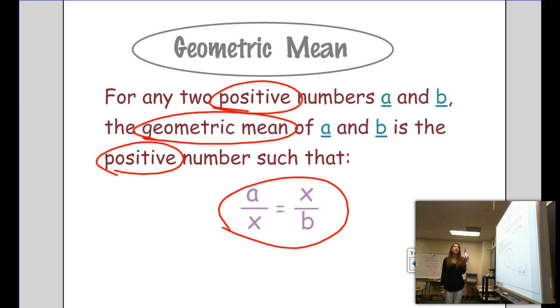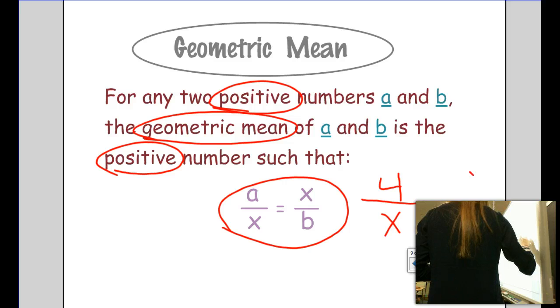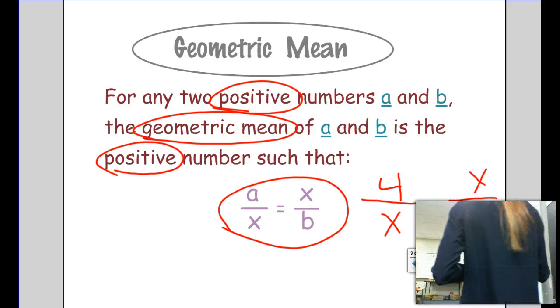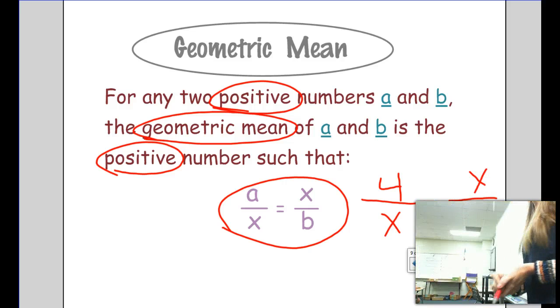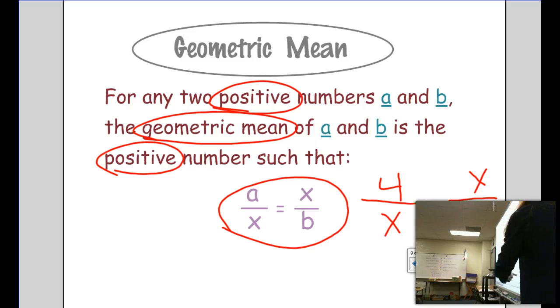So remember, that company was rated what? They were rated 4 over X equals X over, and the other one I made up was what, 18? To find the arithmetic mean, you would add up 4 and 18 and divide by 2. To find the geometric mean, you would solve for X here. How would we solve for X in that proportion?